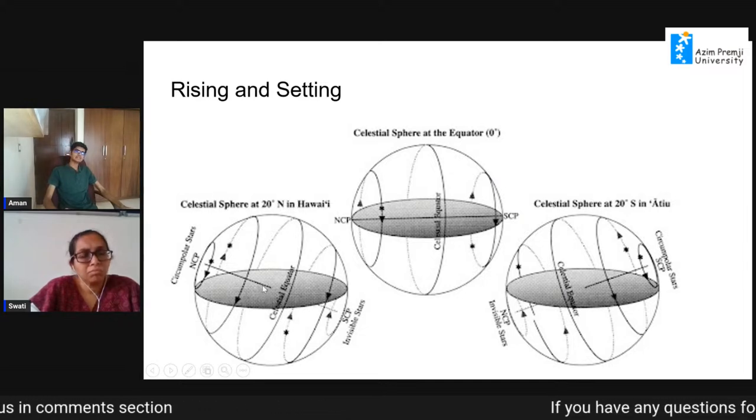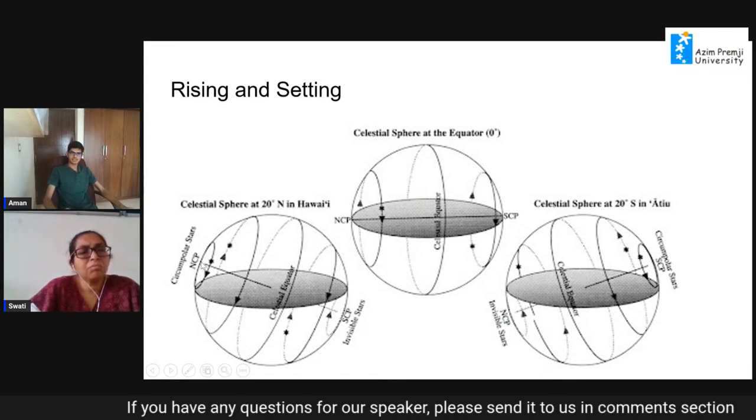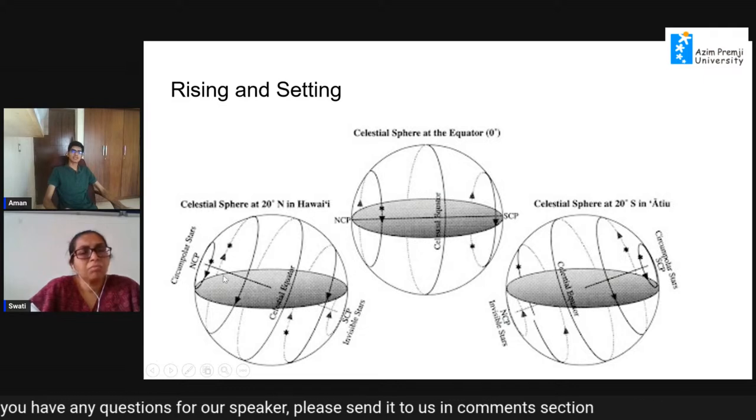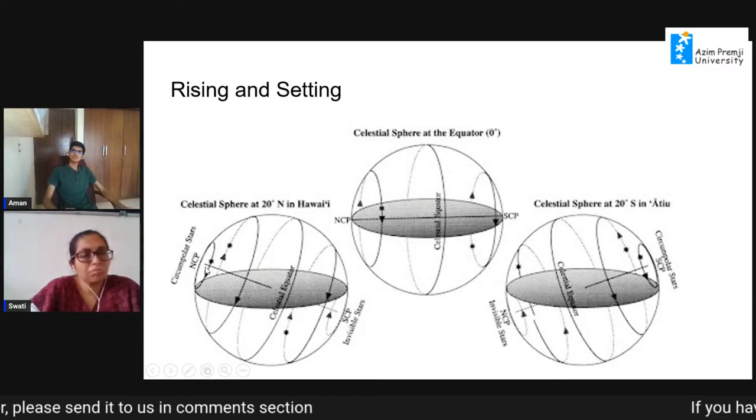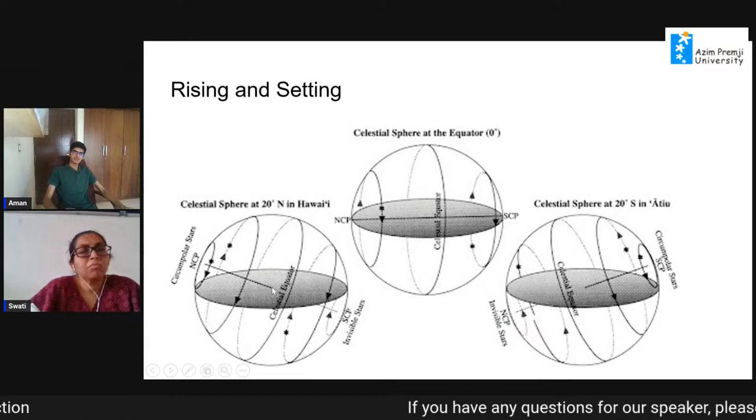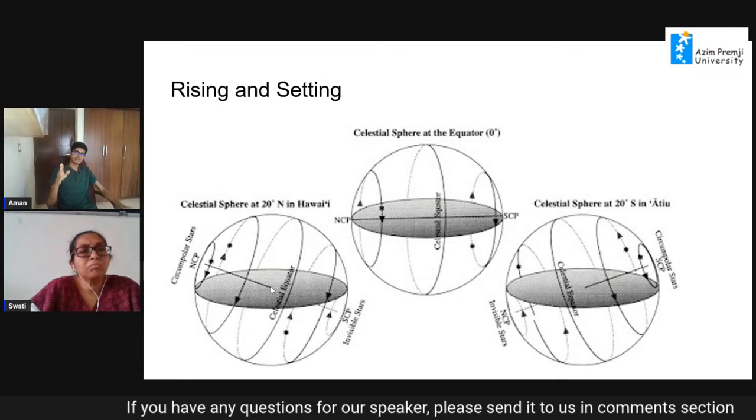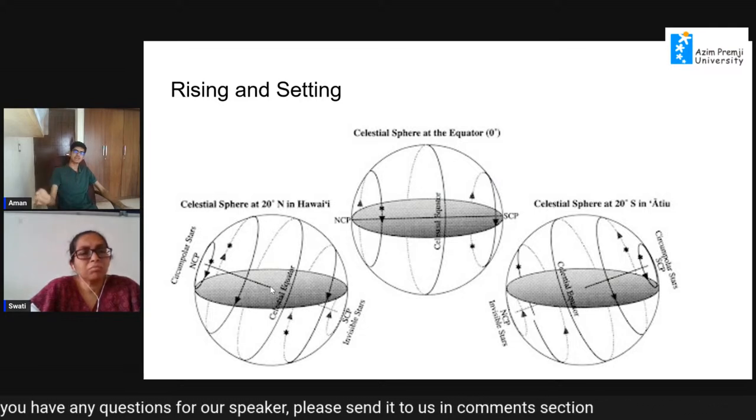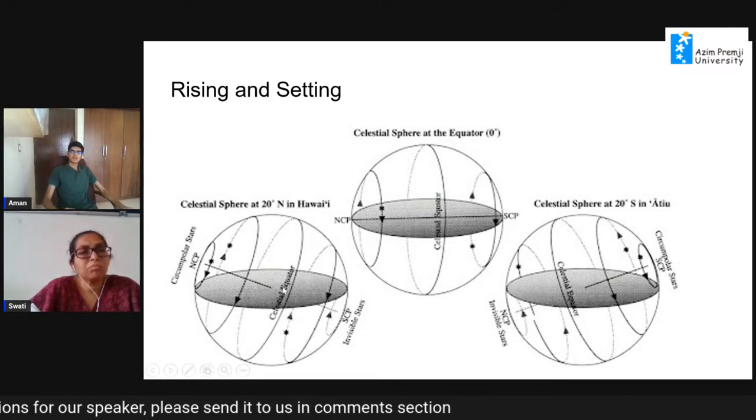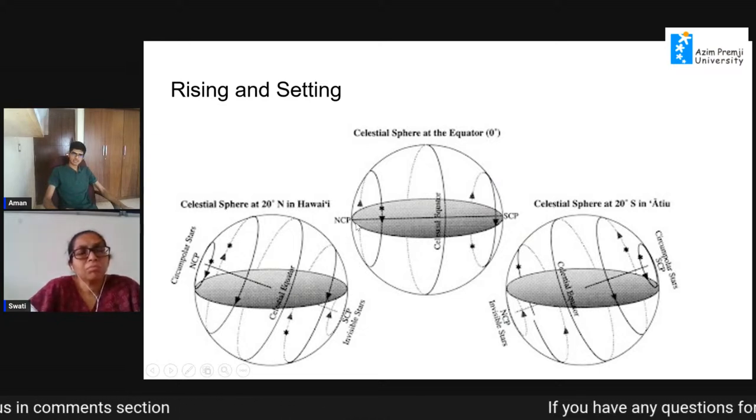Okay, and so if you're in the northern hemisphere, let's say in Hawaii, the north celestial pole, that means the direction of Polaris, celestial north, lies 20 degrees above your horizontal plane. We've established that. And the stars are going to go in circles about this axis of rotation. So the vector connecting you to the north celestial pole, that direction is the axis of rotation, and everything rotates about that.